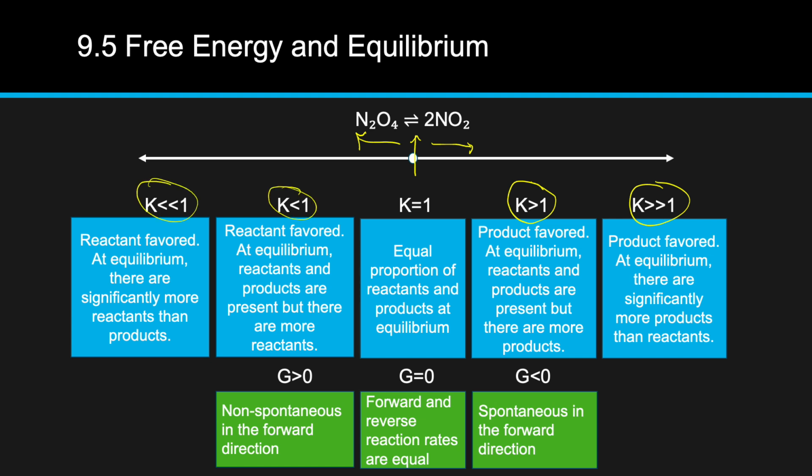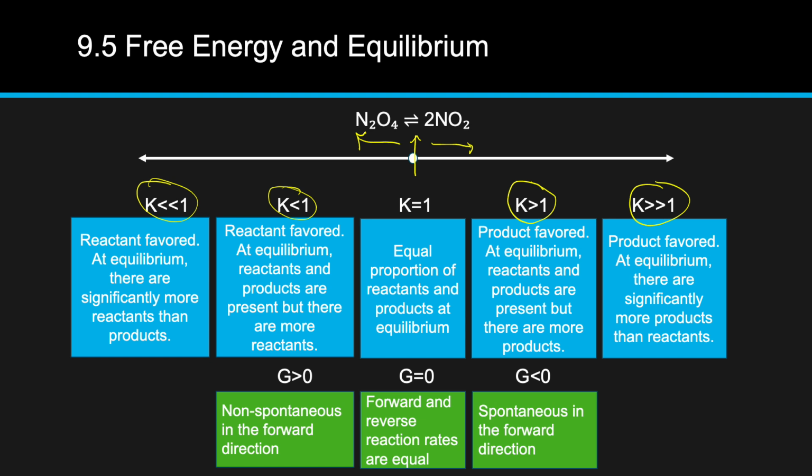It's the same concept with Gibbs free energy. If we have a Gibbs free energy of 0, that means we are right in the middle. We have both sides working at the same rate, so we have forward reaction and reverse reaction being equal, meaning it's not spontaneous going forward, and it's also not spontaneous going reverse. So delta G being 0, I like to think of the same as K being equal to 1.